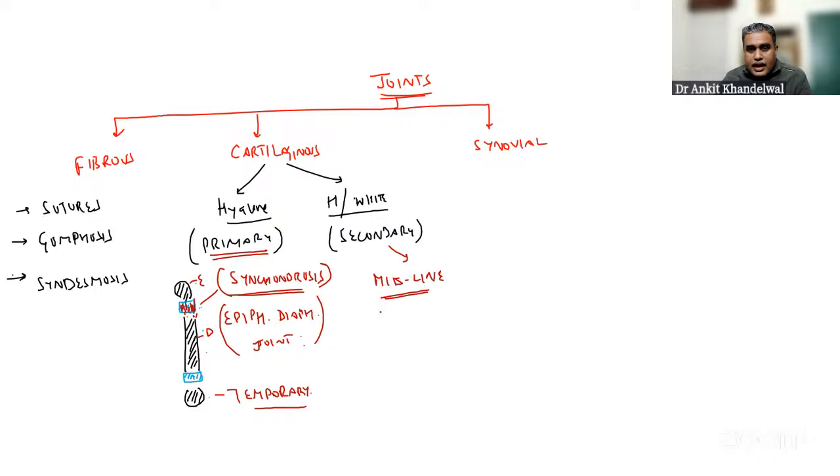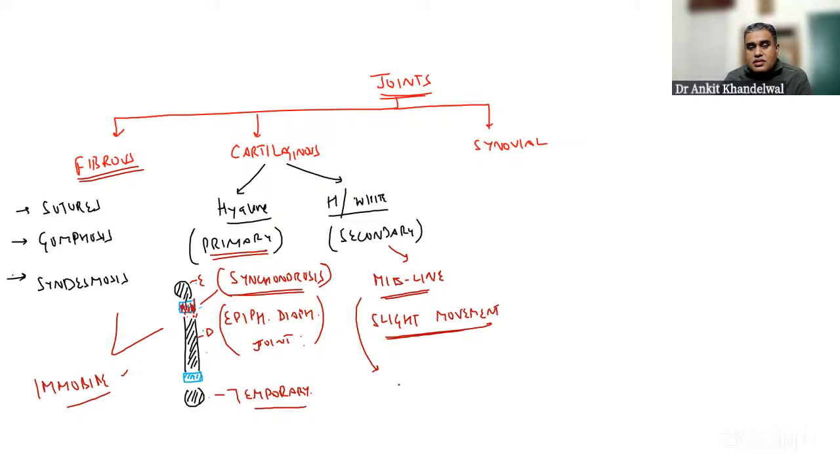Mostly in the midline, and they have slight movement. Yes, now the movement is beginning to come. There's slight movement over here. This fibrous joint and the primary cartilaginous, they both were immobile joints. The slight movement starts over here.